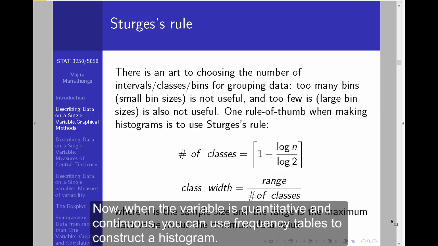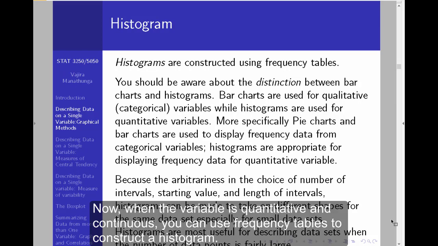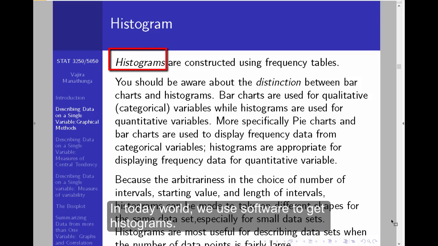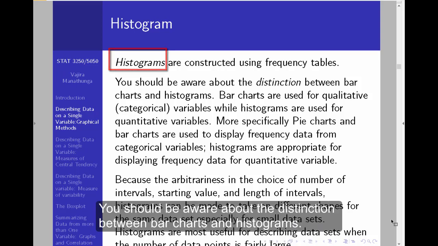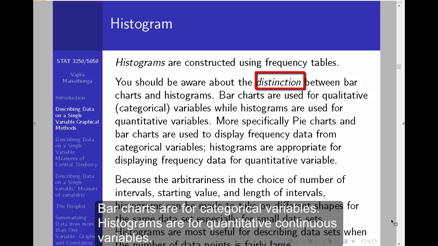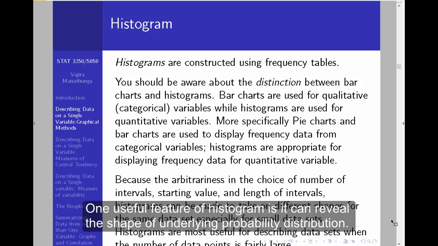Now, when the variable is quantitative and continuous, you can use a frequency table to construct a histogram. In today's world, we use software to get histograms. You should be aware of the distinction between bar charts and histograms. Bar charts are for categorical variables. Histograms are for quantitative continuous variables.